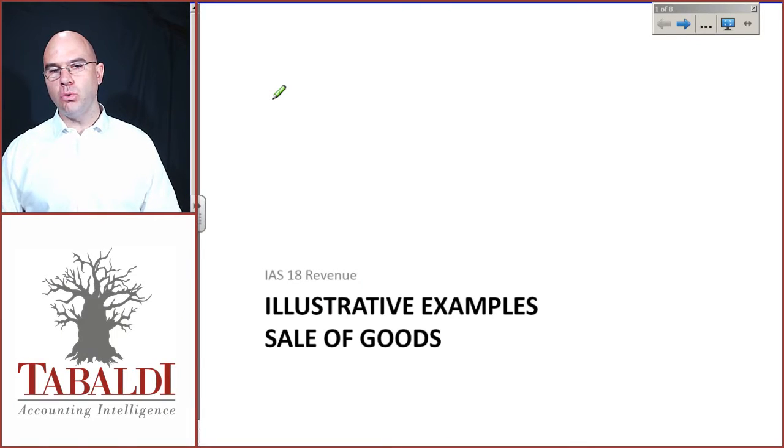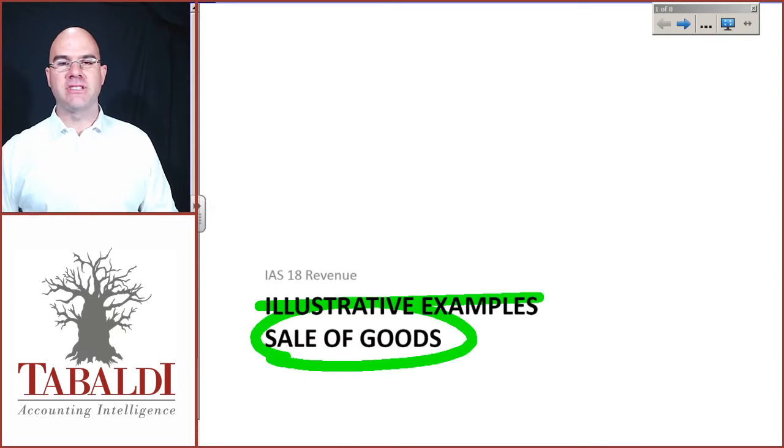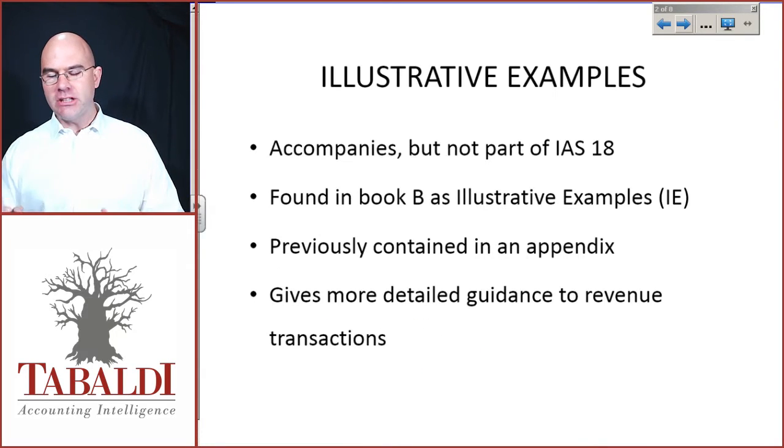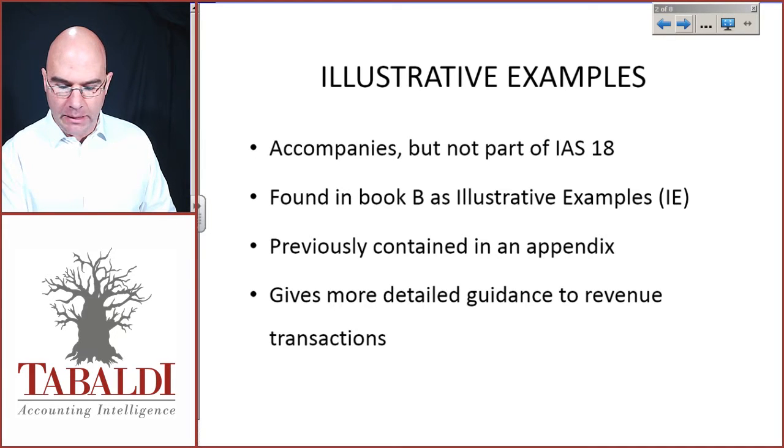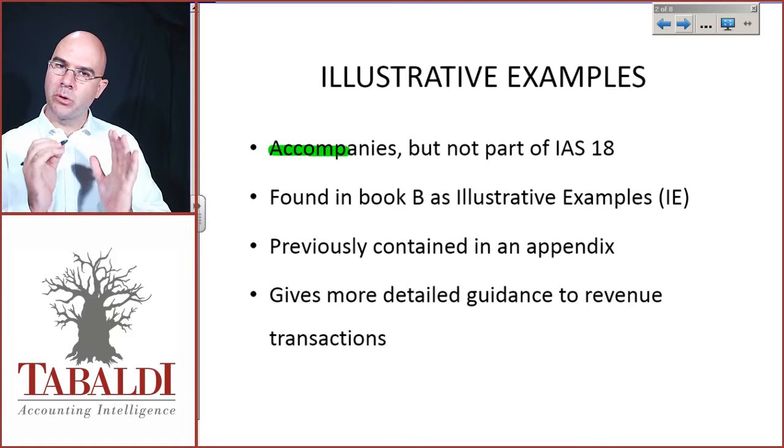Okay, so we finished all the core principles contained within IAS 18. We've done a lot of lectures and a lot of class examples. Now we're going to be discussing some illustrative examples specifically for sale of goods. When I say illustrative examples, I'm referring to the illustrative examples that accompany IAS 18. Remember, they are not part of IAS 18, okay? i.e. they are not found in Book A of the standards.